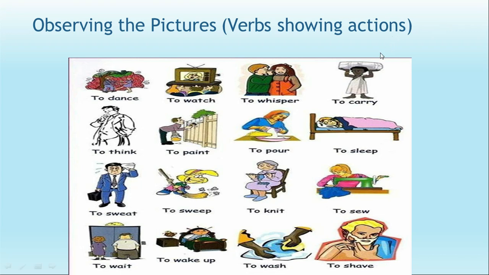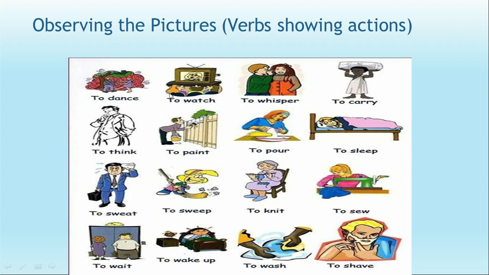Now observing the pictures, verbs showing actions. Now you are going to see what action is taking place, what is going on in the picture. Now in the first picture you can see that the two girls are dancing, so you can say to dance. One is a girl and one is a boy, and they are dancing, so you can say that they are dancing. Then in the second picture you can see that they are watching TV. Now you can use your own imagination and you can elaborate this thing, what the actions are and what is going to happen next.